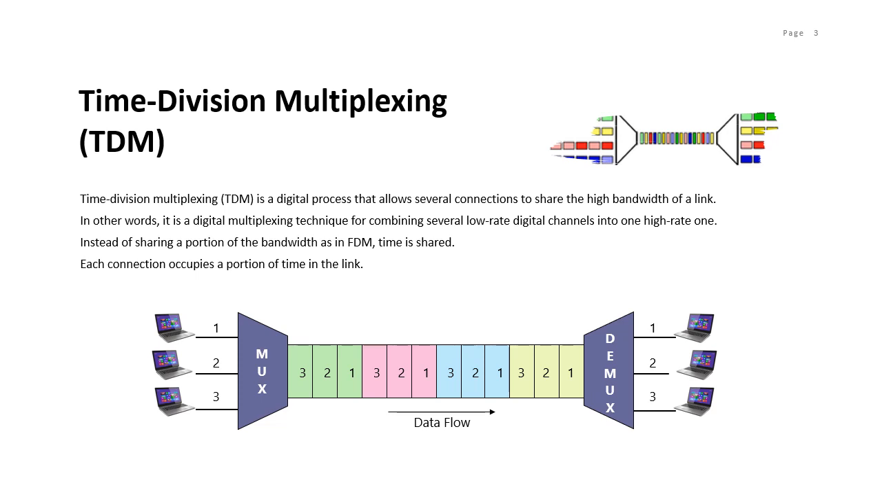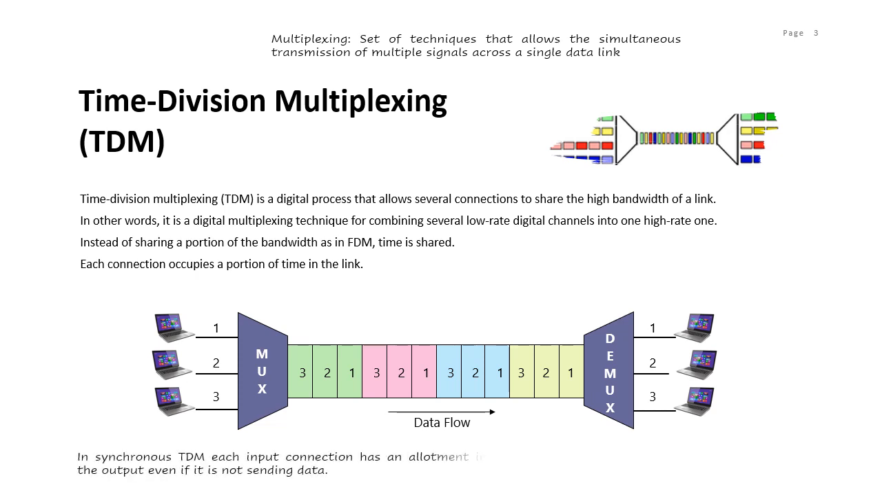Let's quickly recap. Multiplexing is basically a set of techniques that allows the simultaneous transmission of multiple signals across a single data link. Whereas TDM is a digital multiplexing technique for combining several low-rate digital channels into one high-rate channel. A particular case of TDM which we are still discussing is known as synchronous TDM. This is commonly used for multiplexing digitized voice streams and data streams.